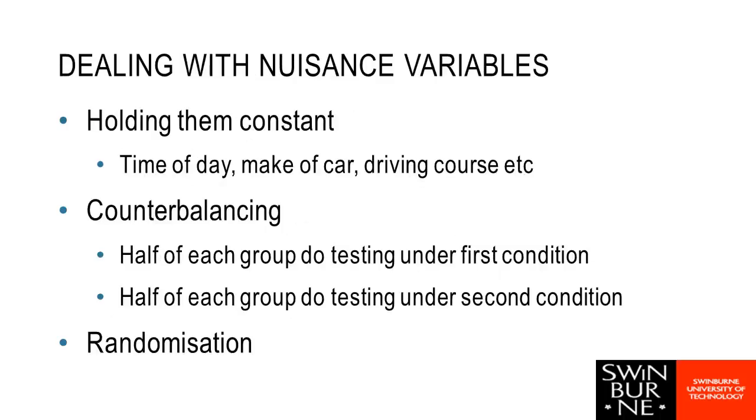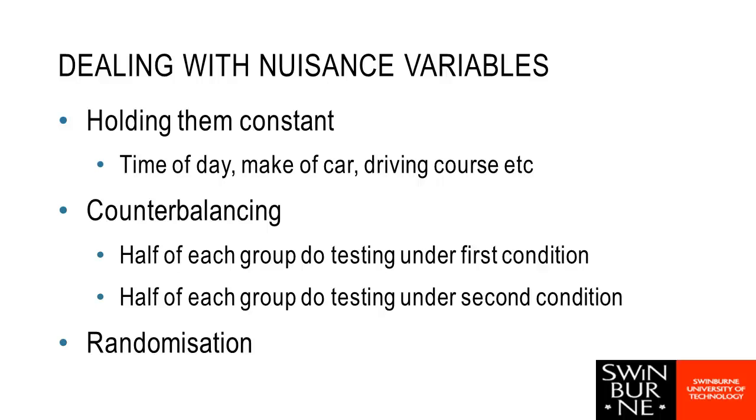Some of the other things we could do in order to deal with our nuisance variables. For the situational ones, if we can, we would try and hold them constant. So if we think that the make of car, or the time of day, or the driving course has an impact on driving ability, well, let's just hold it constant. Let's make sure that all the people do the driving test at the same time of the day. Let's make sure they use the same car. Let's make sure they use the same driving course. And by doing that, then it's not a nuisance variable anymore because it's not a variable. It's not something that's changing between our measurements.